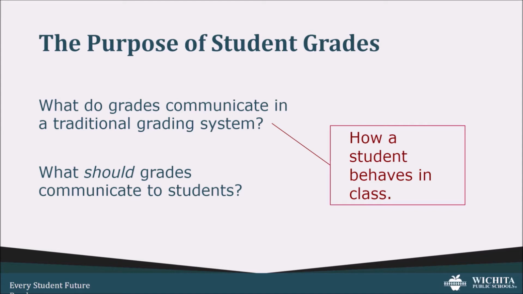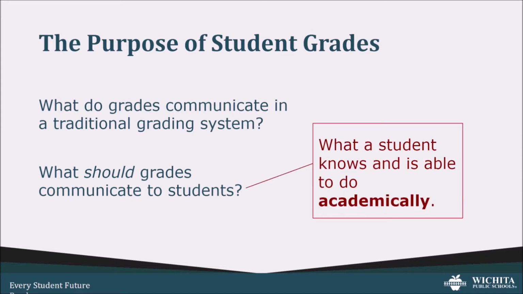When in all actuality, if we think about what grades should communicate, it really is pretty simple. They really should communicate what a student knows and is able to do academically. As we move into our transition to implementing scales at the middle and high school level, this is where our focus should lie: grades and scores should communicate academically what students can do. Behavior, turning in work on time, all of those things will go on different scales and score differently than our academic scales.